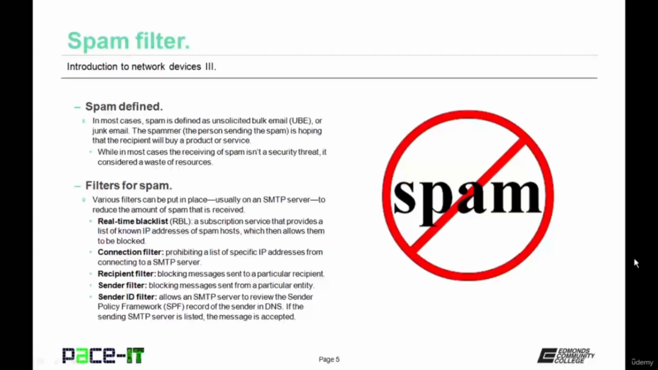Then there is the connection filter, which is prohibiting a list of specific IP addresses from connecting to an SMTP server. There are also recipient filters. This is blocking messages sent to a particular recipient or end user. There are also sender filters. This is blocking messages sent from a particular entity.